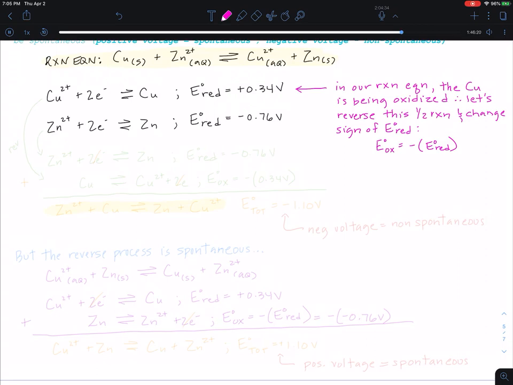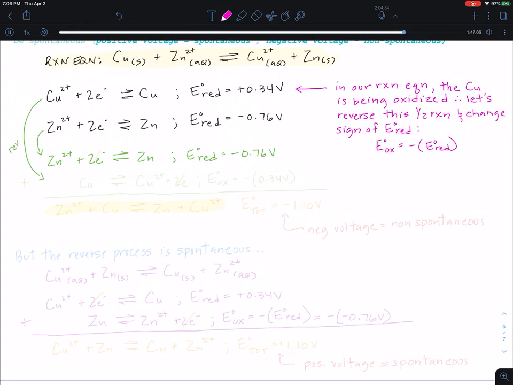That second half reaction, so the zinc 2 plus gaining two electrons going to zinc, in our reaction equation, we see that happening. That's for real. So we get to keep that written as it is. So what are we going to do? Well, the first thing I'm going to do is rewrite this. Is this tedious? Yes. But when you're first learning how to do this, it's kind of worth it. So I'm going to take this just as it is: negative 0.76 volts.